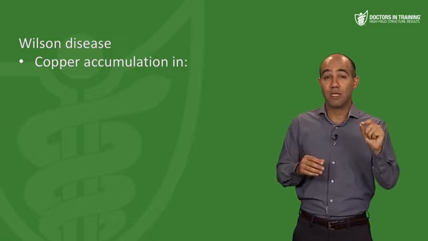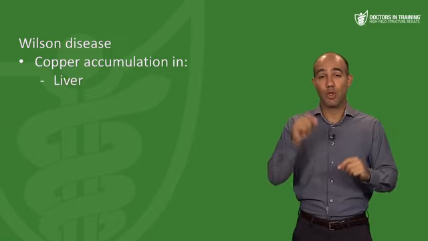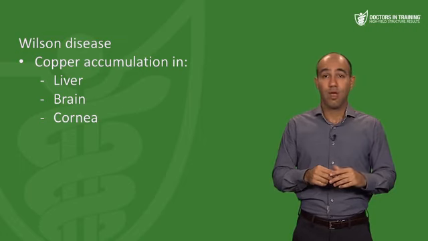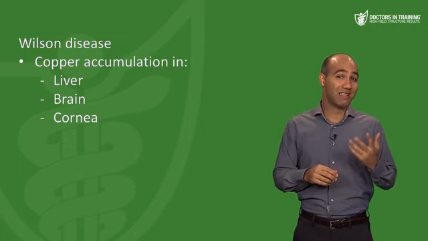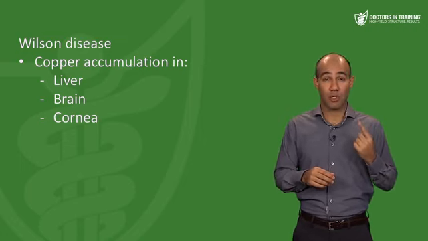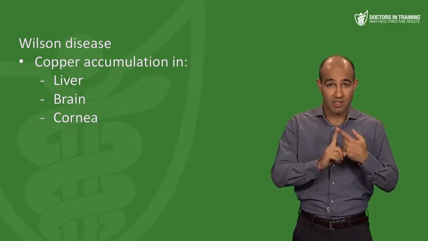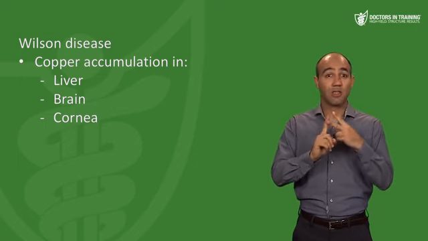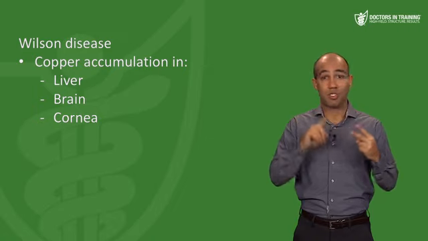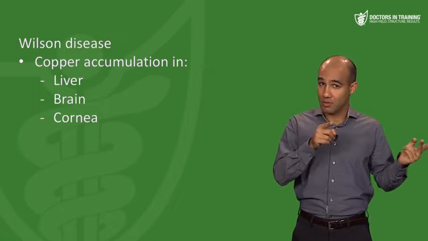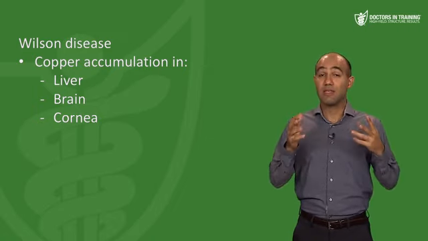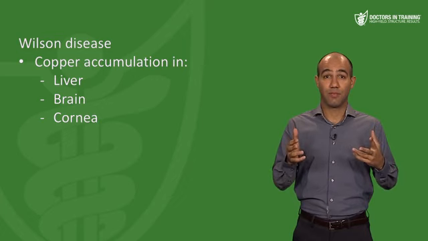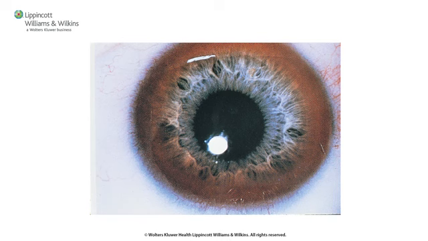And that's particularly in the liver, the brain, and the cornea. Another name for Wilson's disease is actually hepatolenticular degeneration, because you get cirrhosis of the liver and damage to the lenticular nucleus of the brain, which consists of the putamen and the globus pallidus nucleus, don't forget that, and these are the places that are typically affected. You also get these corneal deposits known as Kaiser-Fleischer rings.